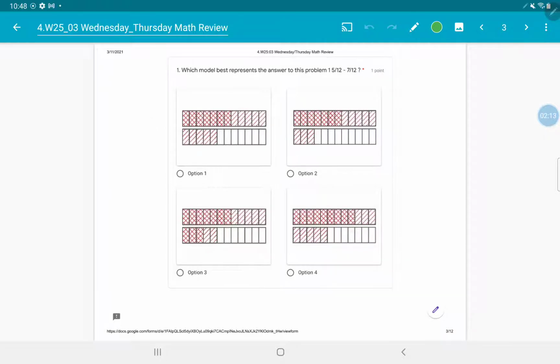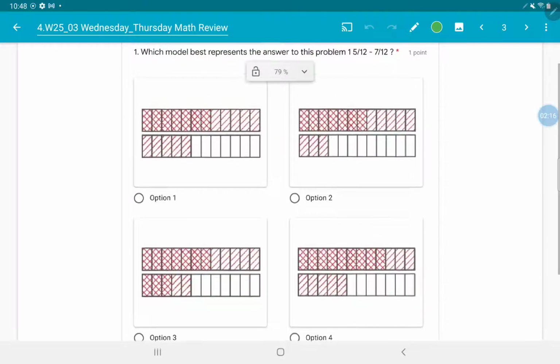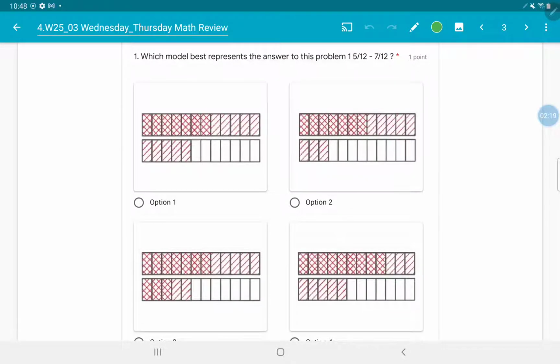Next, we have another fraction problem. This time, we're looking to see which model best represents the answer to 1 5/12 minus 7/12. So let's just look at 1 5/12. What does 1 5/12 tell me? How many wholes do I have, Kaden, in the mixed number 1 5/12? How many wholes?